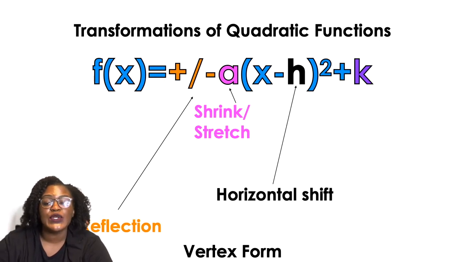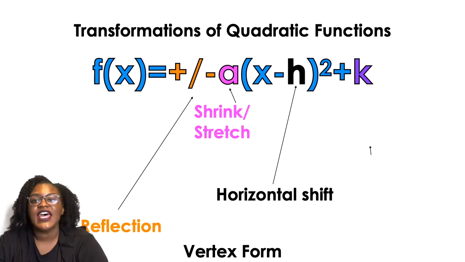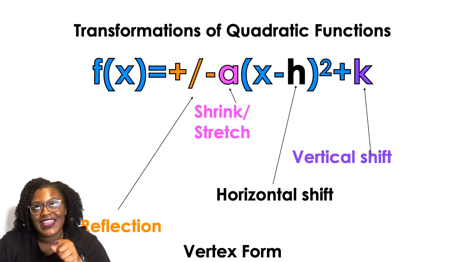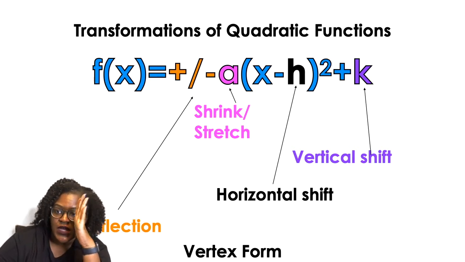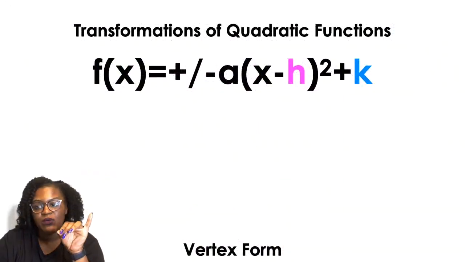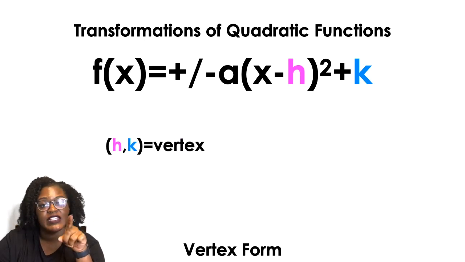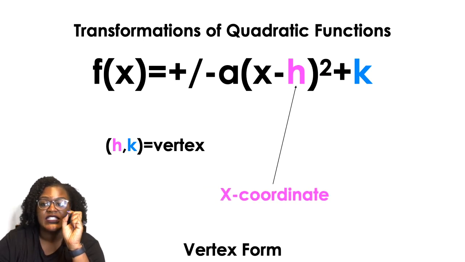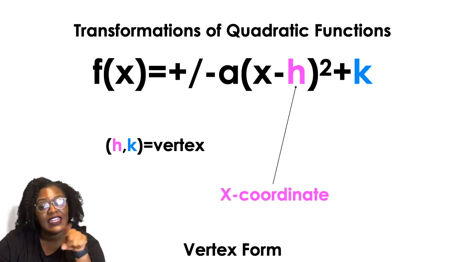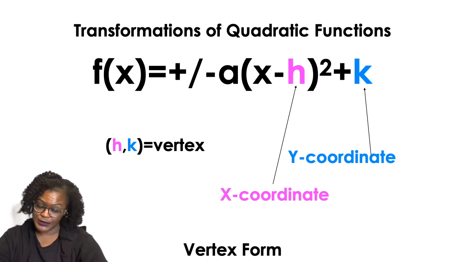h tells you your horizontal shift, so whether it goes left or right. And your k tells you your vertical shift, so that's whether it goes up or down. Now, the other thing that you need to know about vertex form is that h and k is actually your vertex. So that's the center point of the parabola. Your x coordinate is the h and your y coordinate is the k. So that's all your basics that you're going to need for vertex form.